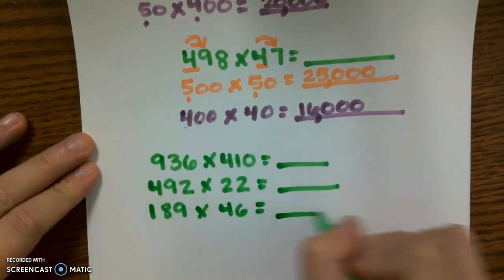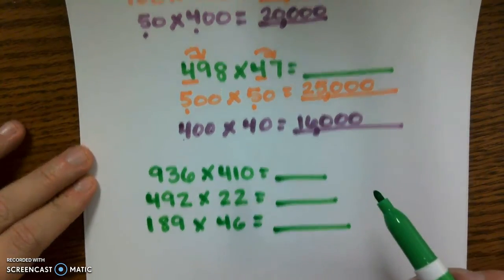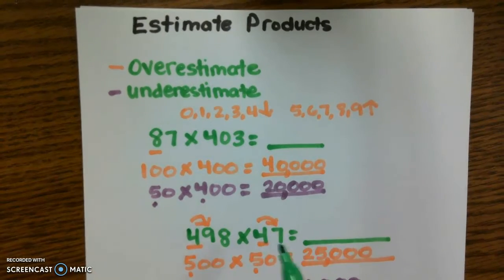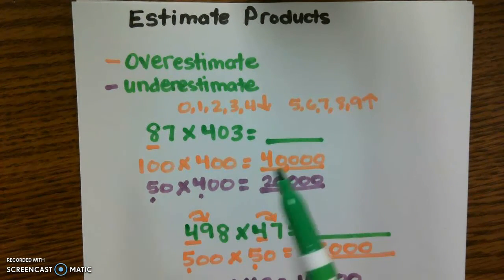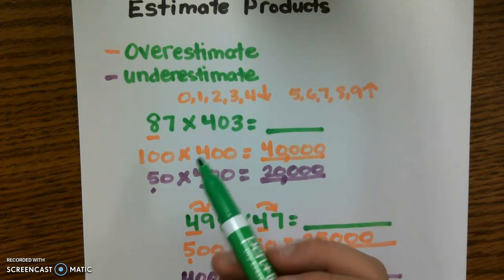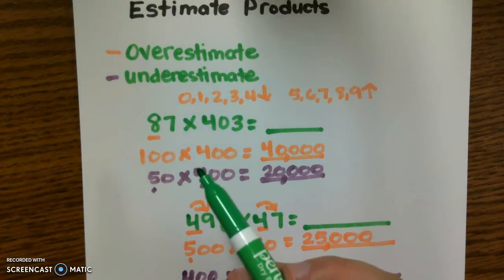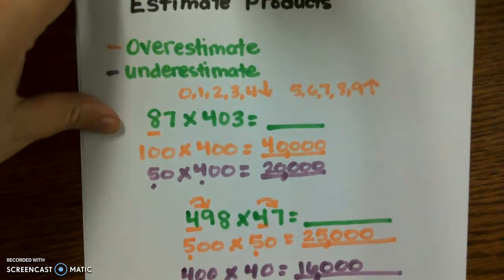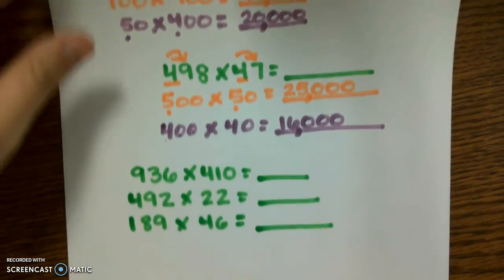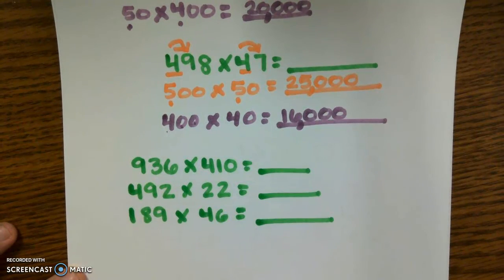Remember, we're not looking for the exact product. We're looking for an estimated product. That's what the title of this little mini lesson is, Estimate Products. So remember, overestimate is when you round up or you make the number bigger than the exact number. Underestimate is where you go lower and you make it smaller than the exact number. So once again, I'm going to leave this on the screen, so when I stop the video, these will be listed here, and you can also pause the video here and try these if you would like.